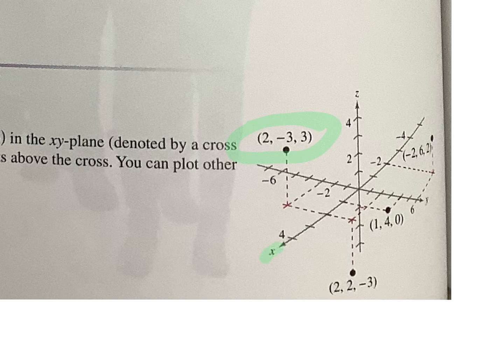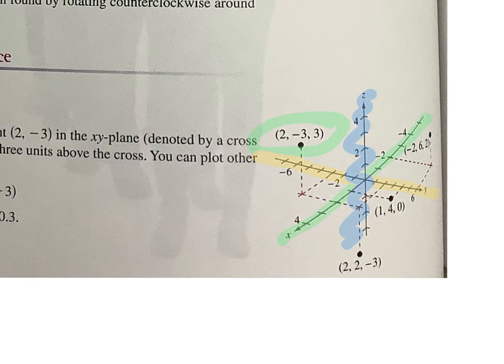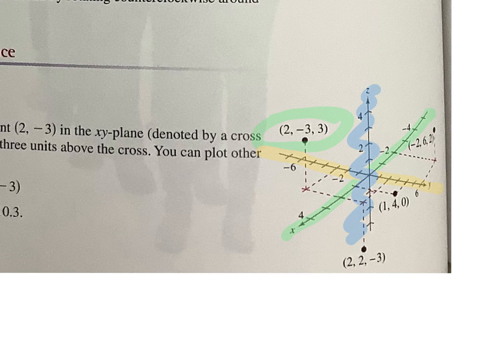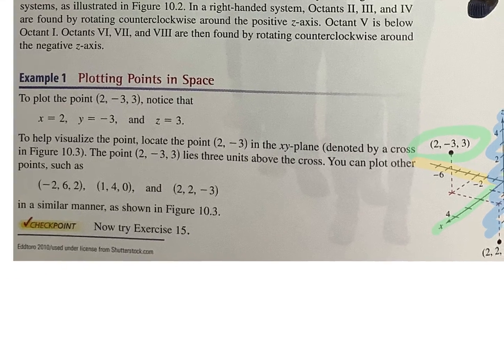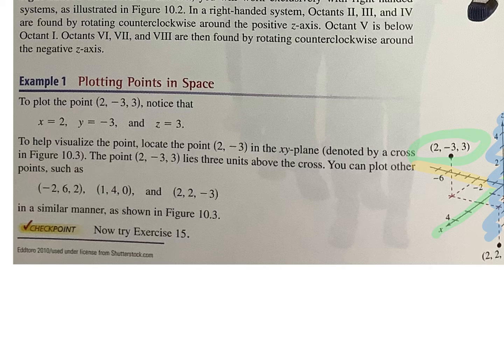If you notice, this is your x-axis here. This is your y-axis here. Do you guys see that? And then here is z. So what they tell you to do is, almost like turn your head a little bit, locate the point 2, -3 on your xy plane. And then if it's a positive z value, that's above that point. And if it's a negative, it's below.